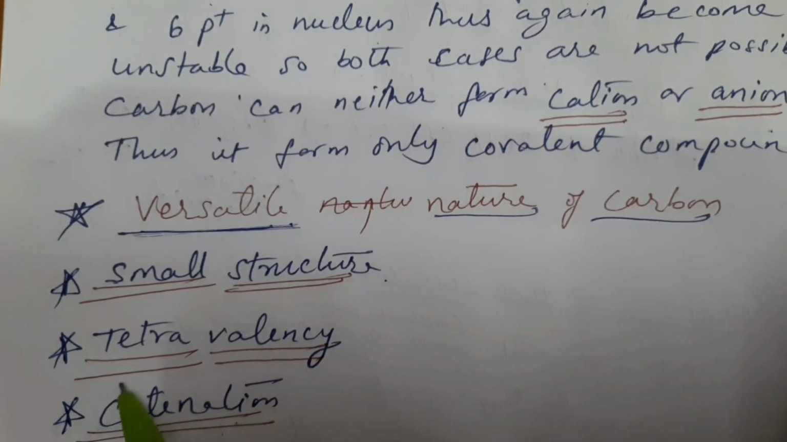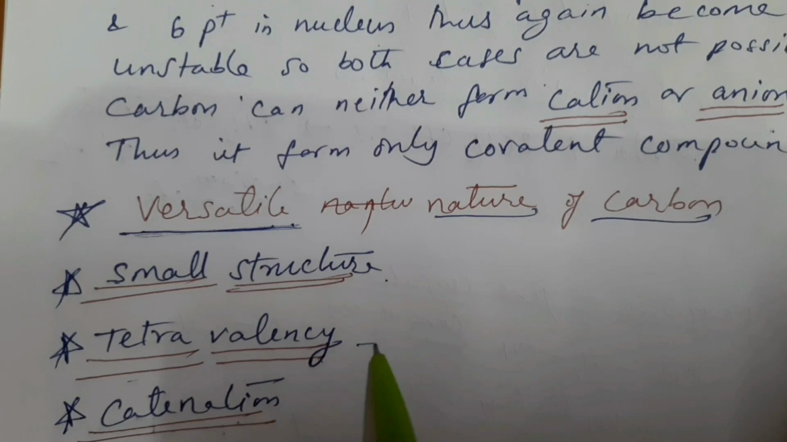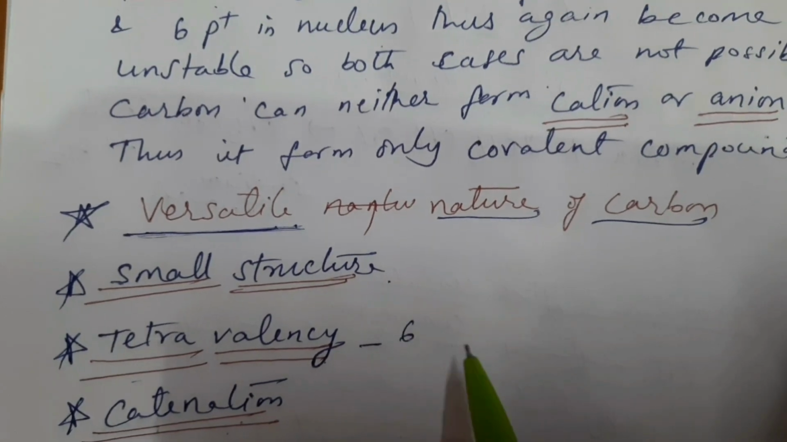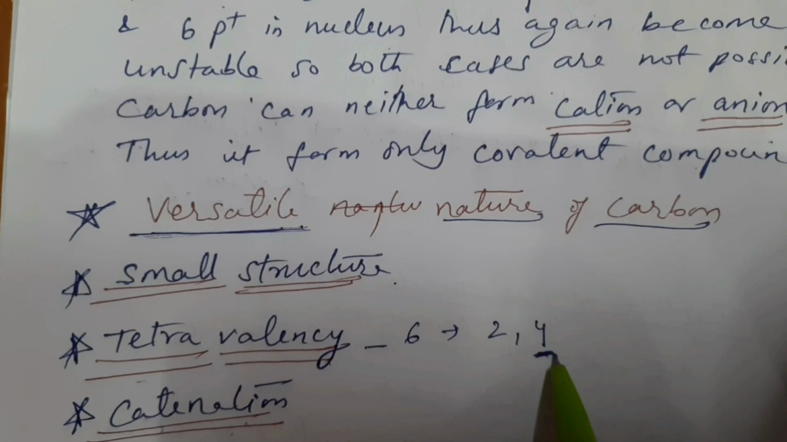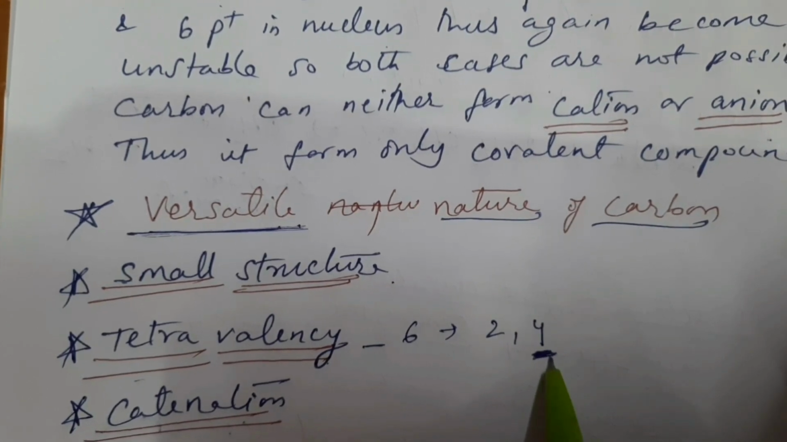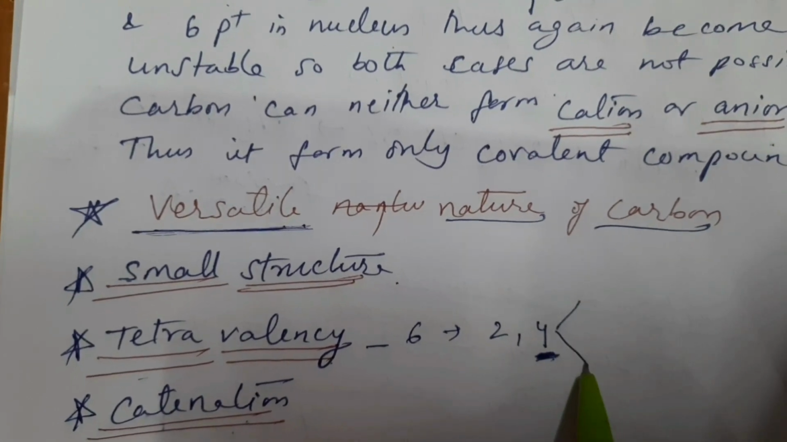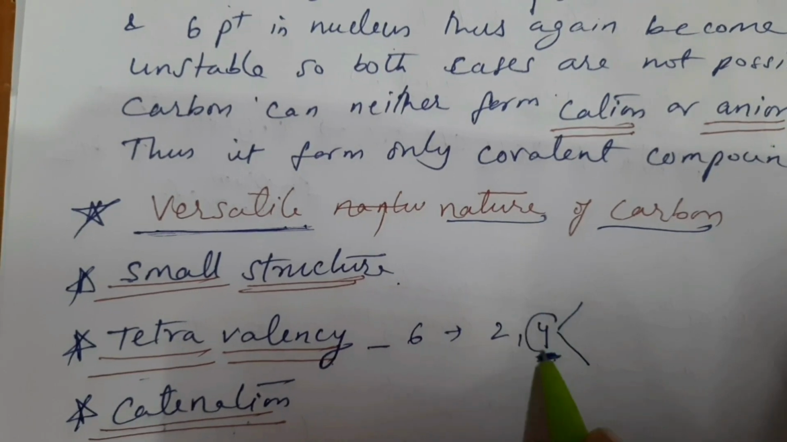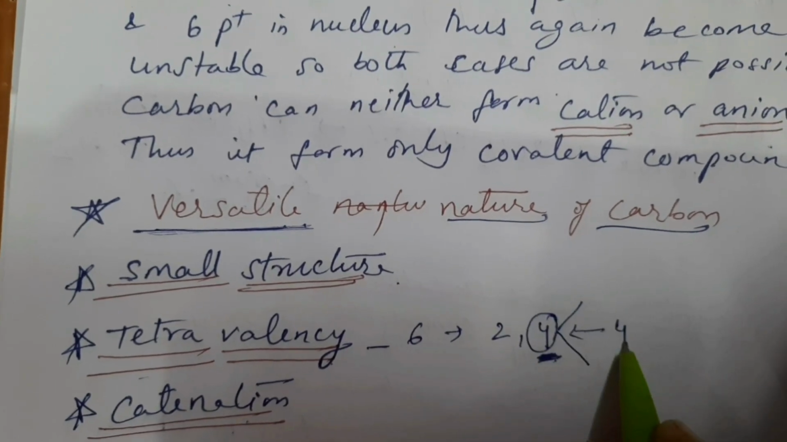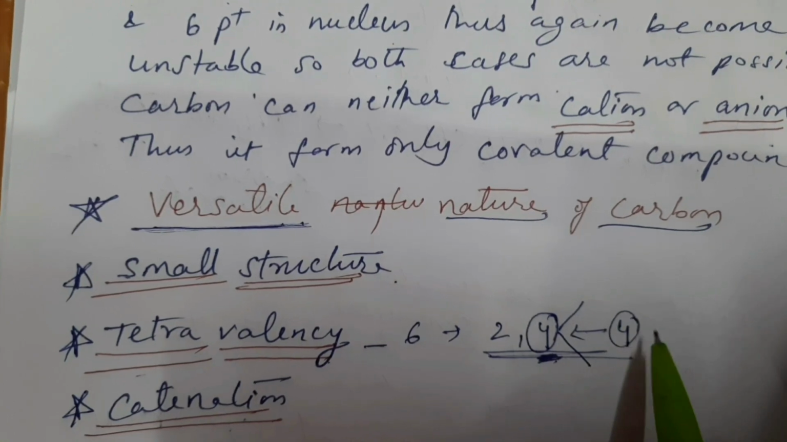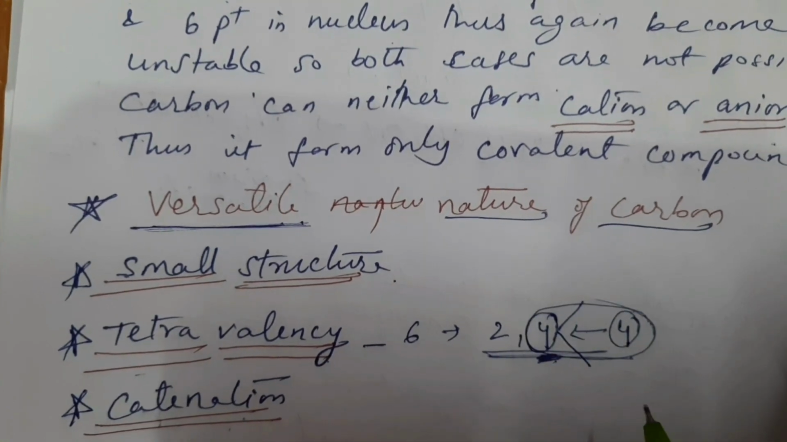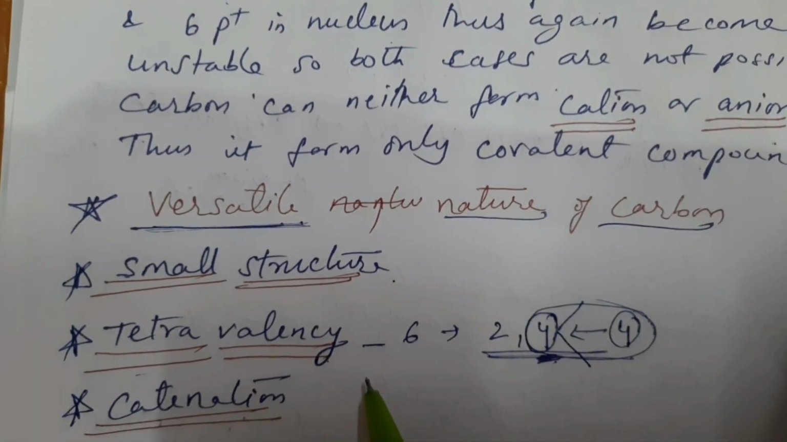Now the second property is tetravalency. How do we get tetravalency? As I told, its atomic number is 6, so its configuration is 2, 4. It needs 4 electrons to complete its outermost shell. Already we discussed, it can neither give nor gain. So the only possibility is that it shares 4 electrons. Thus it forms covalent compounds. As it is sharing 4 electrons, it is tetravalent in nature. You need to write that explanation.